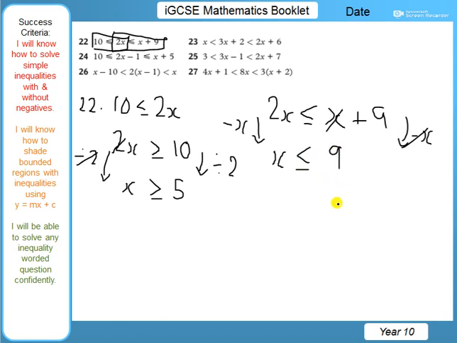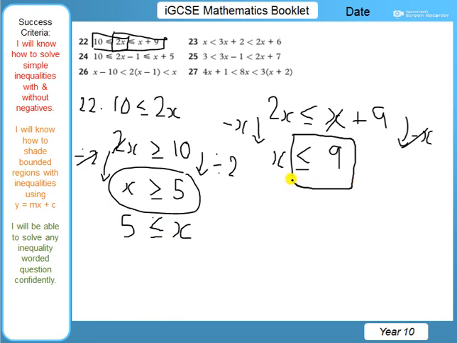So for our final answer, we're going to combine the inequalities. We're told here that x is greater than or equal to 5, but x is less than or equal to 9. So if we reverse this around, 5 is then less than or equal to x. All I've done is take this inequality and reverse it around, and then bring this part of the inequality and pop it down here. So less than or equal to 9.